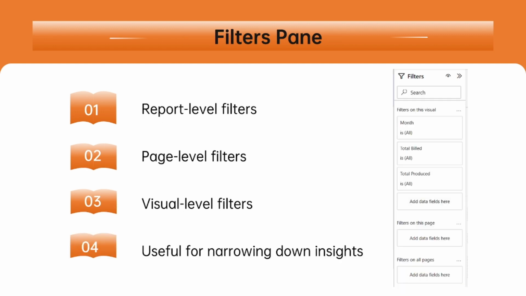This is the Filters pane. Once you create visualizations on one single page or multiple pages, if you want to set filters for that single visual, you can use filters on these visuals and you can enter here the fields that you want to filter. If you want to filter all visuals in the page, you can set it here in filters on this page. As well as you can use filters for all pages in your model.